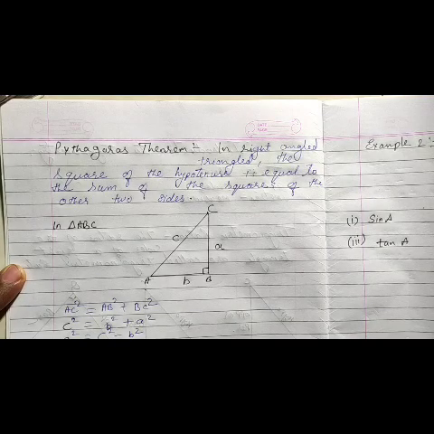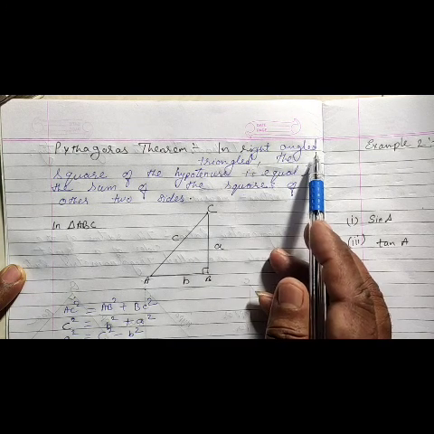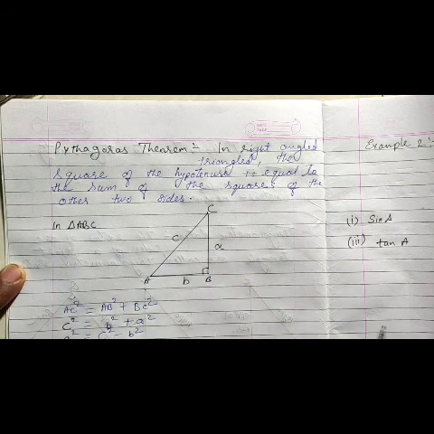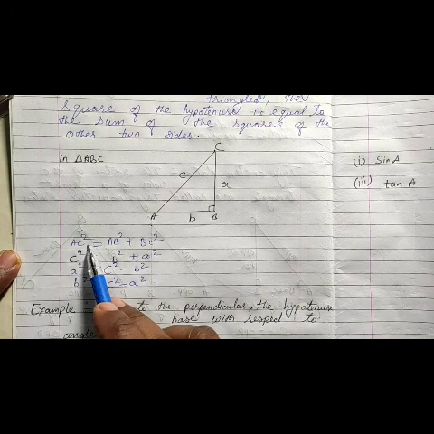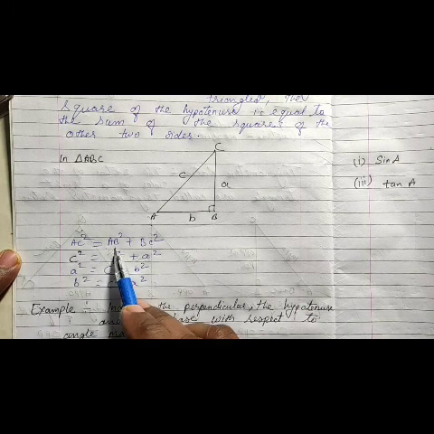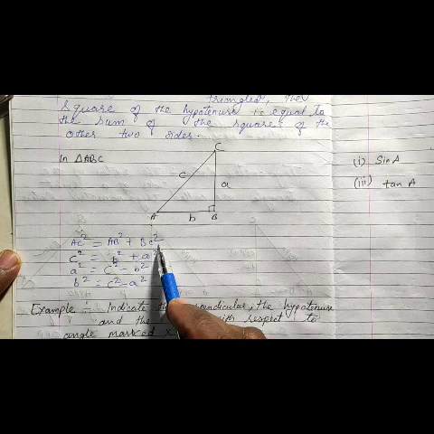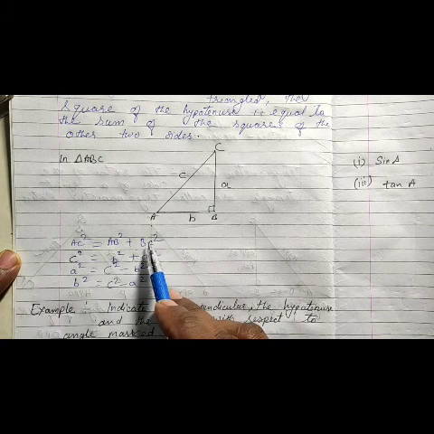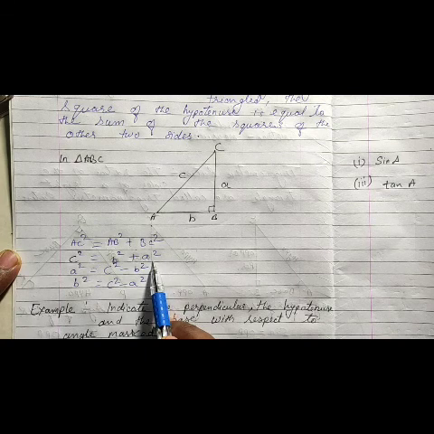Now the next topic is Pythagoras theorem. In a right angled triangle, the square of the hypotenuse is equal to the sum of the squares of the other two sides. See, in this figure triangle ABC, AC is the hypotenuse and AC square is equal to AB square plus BC square. That is, the square of the hypotenuse is equal to the sum of the squares of the other two sides. C square equals B square plus A square.